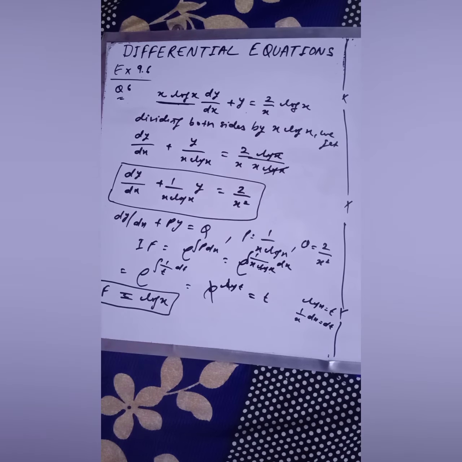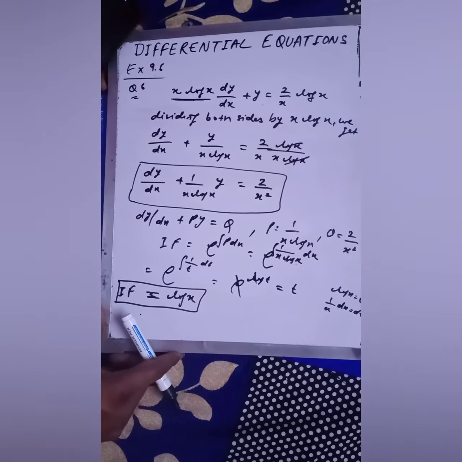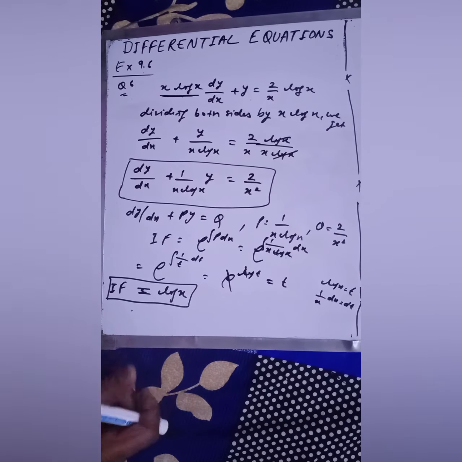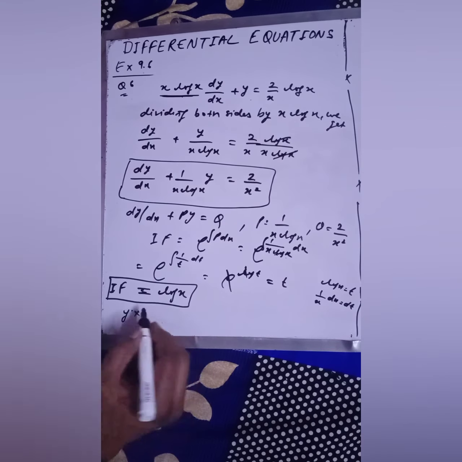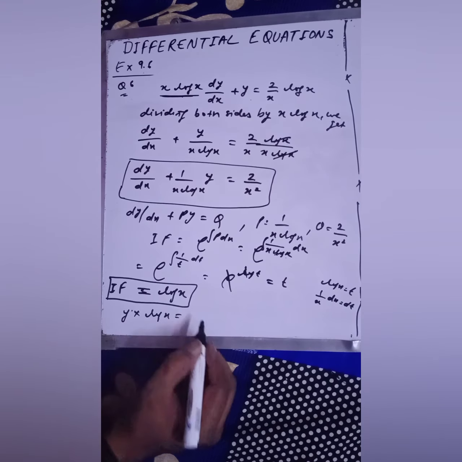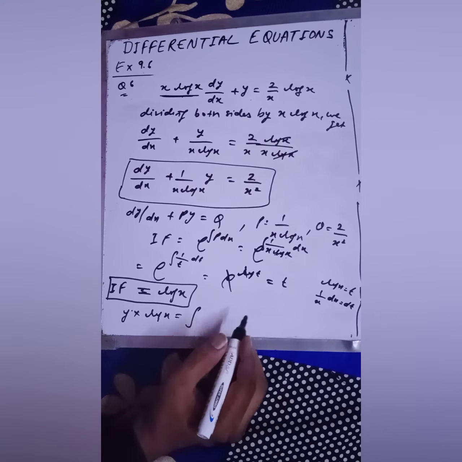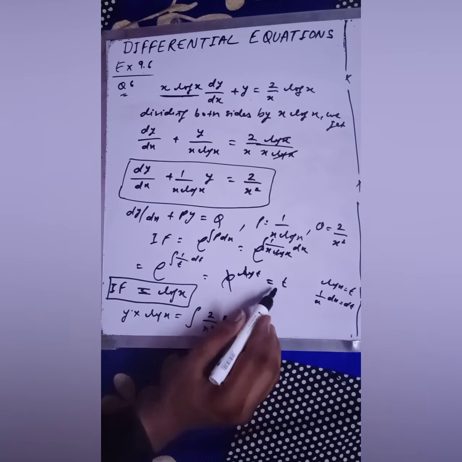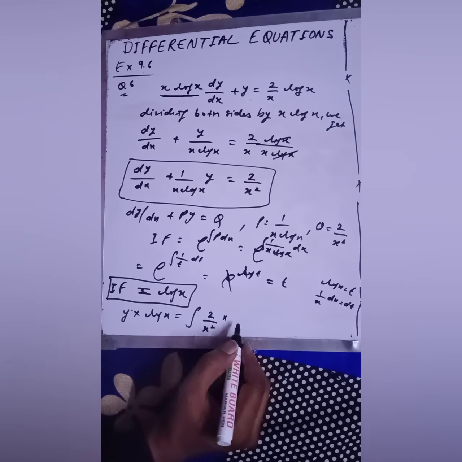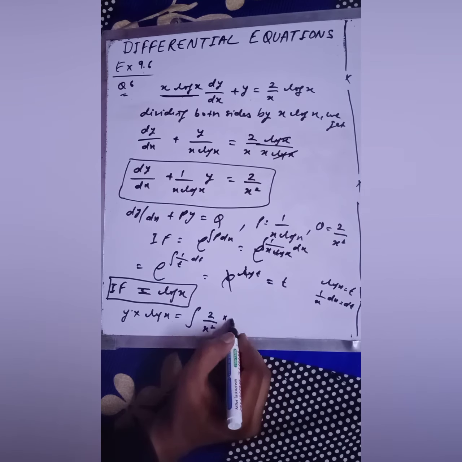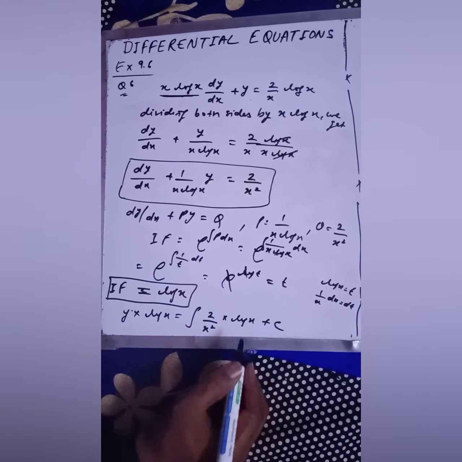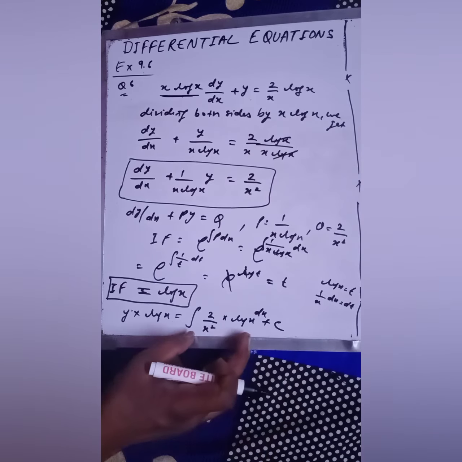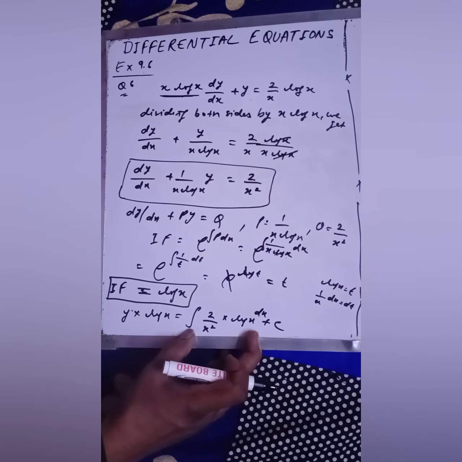Having found the if, your general formula is, see, so your general formula will be y into if. So if is log x is equals to integration q. Your q is 2 by x square into your if. If is log x, plus c into dx. Here you have to write. So simply what you have to do, you have to integrate this. Fine. So apply integration by parts in this part and you will get the answer.